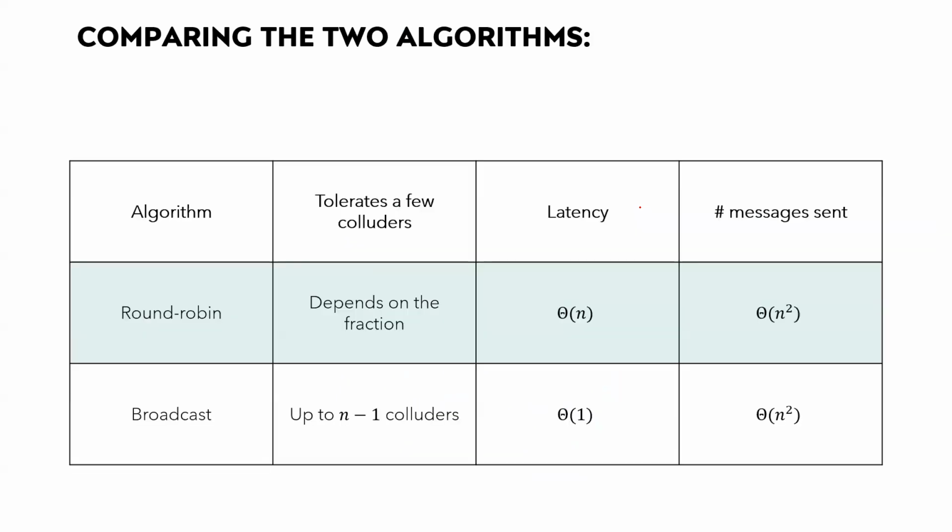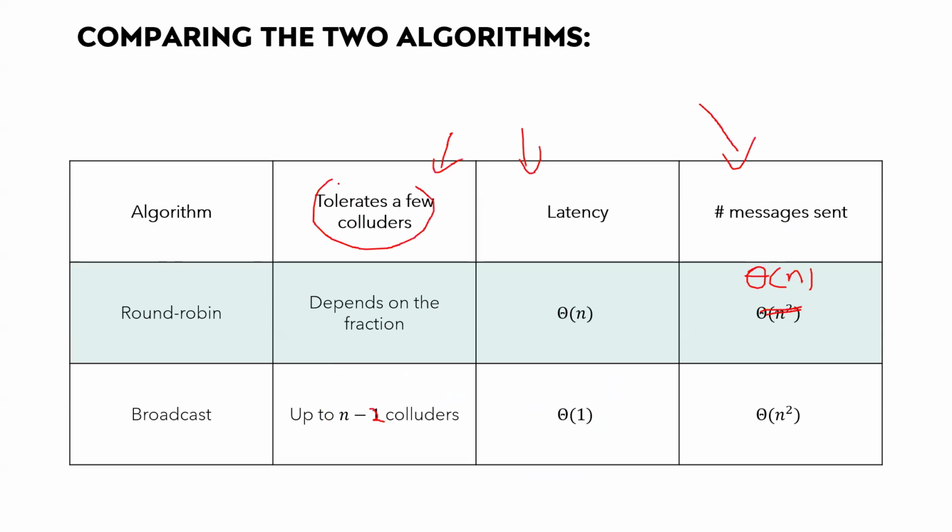Okay, so I made a table here. Sorry, slight typo. This should have been on theta n, right? So I made a little table here that tells you roughly what to expect. There are a few aspects of this algorithm that we might want to look at.